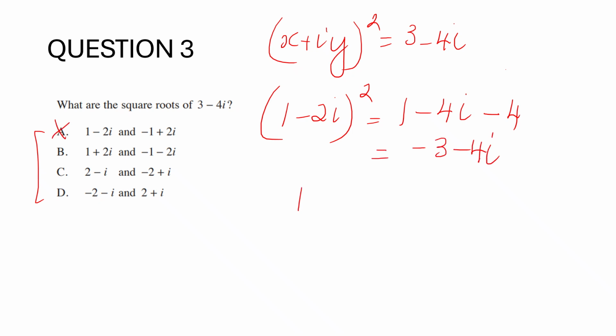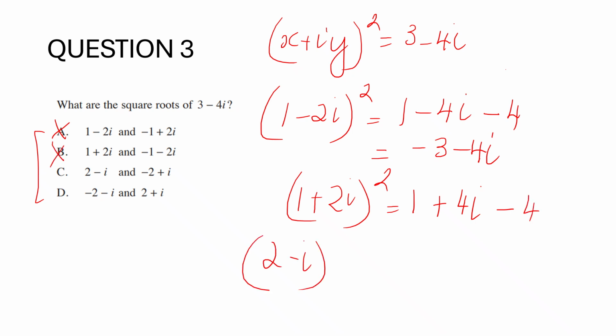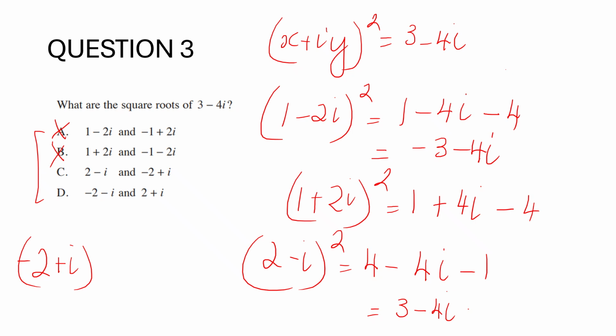(1 plus 2i) all squared is equal to 1 plus 4i minus 4, so it's not B. (2 minus i) all squared is equal to 4 take 4i minus 1, which is equal to 3 minus 4i. That's a possibility. Let's do the other one. (Negative 2 plus i) all squared is negative 2 all squared is 4 minus 4i minus 1 is 3 minus 4i. Okay, the answer is C.